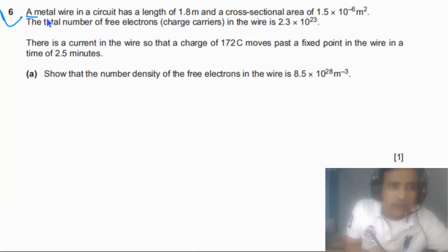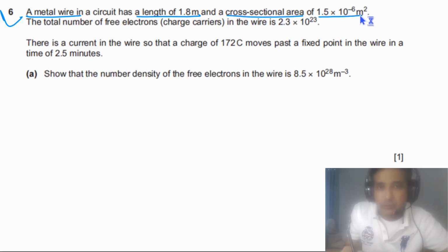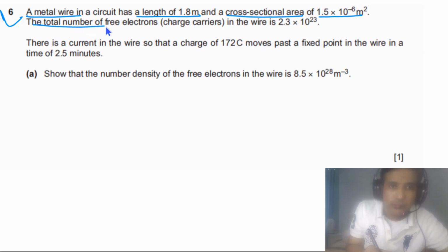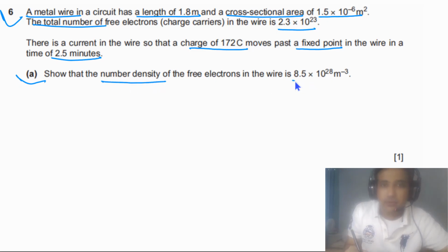Question 6 says a metal wire in a circuit has a length of 1.8 meters and a cross-sectional area of 1.5 times 10 to minus 6 meters squared. The total number of free electrons in the wire is 2.3 times 10 to 23. There is a current in the wire so that a charge of 172 coulombs moves past a fixed point in the wire in a time of 2.5 minutes. For part A, we need to show that the number density of free electrons in the wire is 8.5 times 10 to 28 per cubic meter.